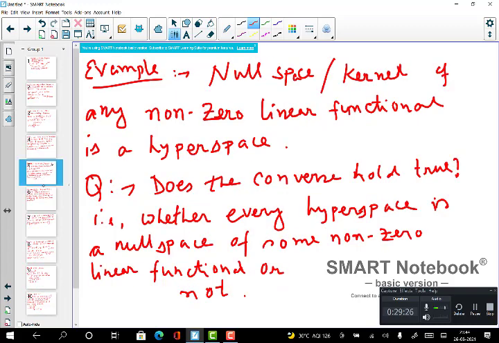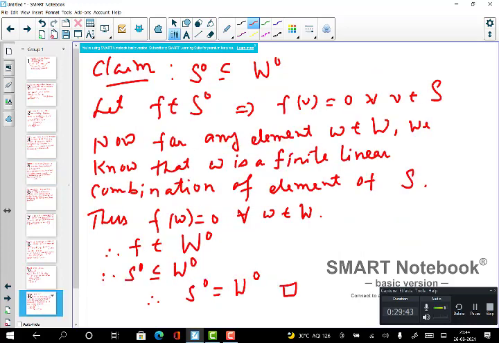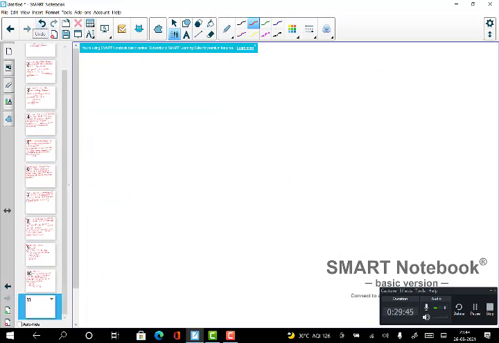Remember what we asked, whether the converse holds or not. That means if you start with a hyperspace, whether it is actually the null space of some non-zero linear transform or not. We are going to prove actually more, and the special case will be that. Okay. So now what we are going to prove? So our theorem is this.